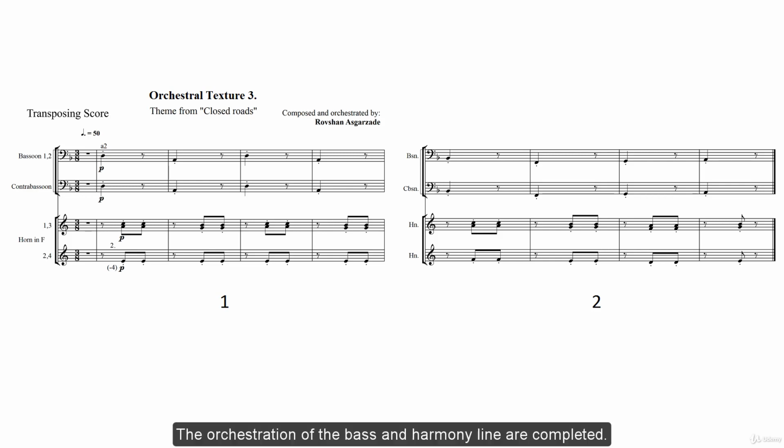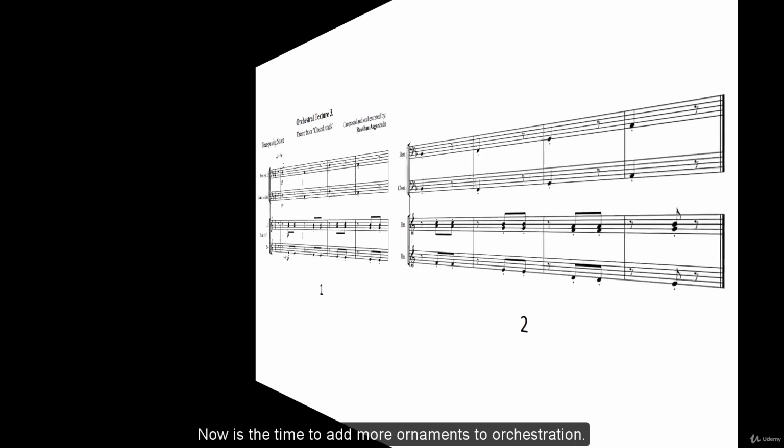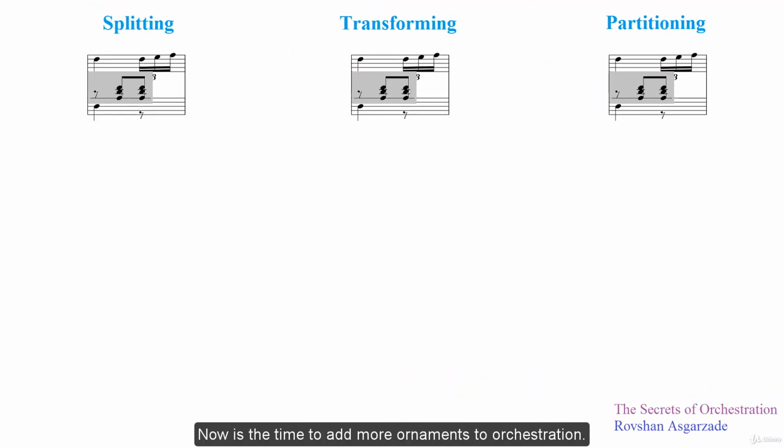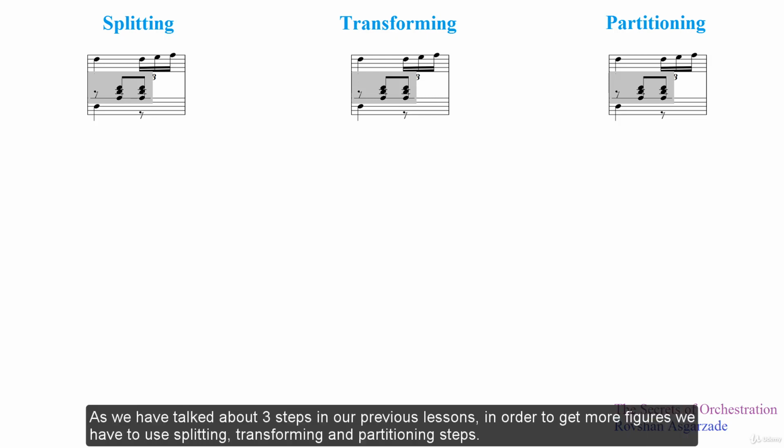The orchestration of the bass and the harmony line are completed. Now is the time to add more ornaments to the orchestration. After adding ornaments, we will get a rich score and very sonorous sound. As we talked about 3 steps in our previous lessons, in order to get more figures, we have to use splitting, transforming, and partitioning steps.